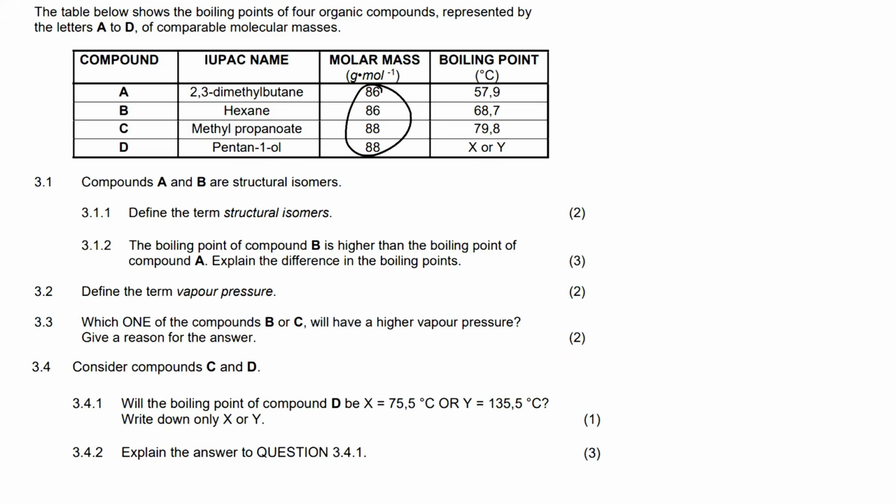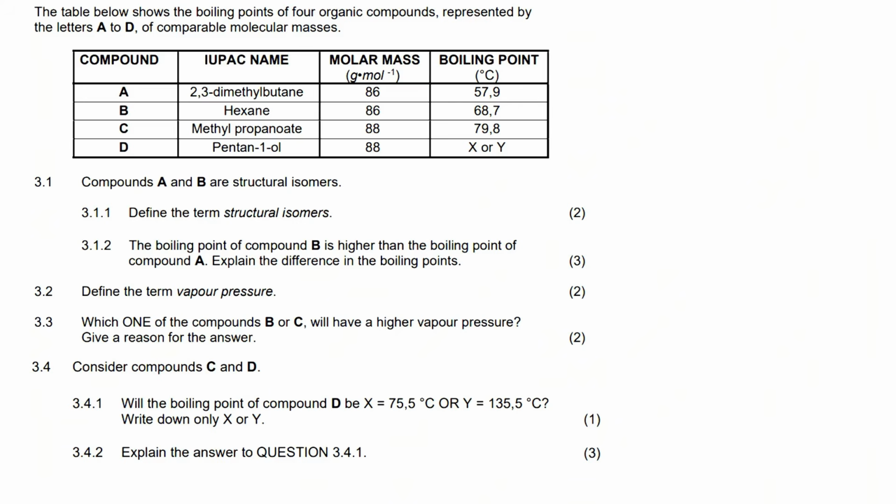The table below shows the boiling points of 4 organic compounds represented by letters A to D of comparable molecular mass. Okay, so what we have here is we have a haloalkane, an alkane, methyl propanoate, that is an ester, and then we've got an alcohol. Okay, and then we can see the different boiling points.